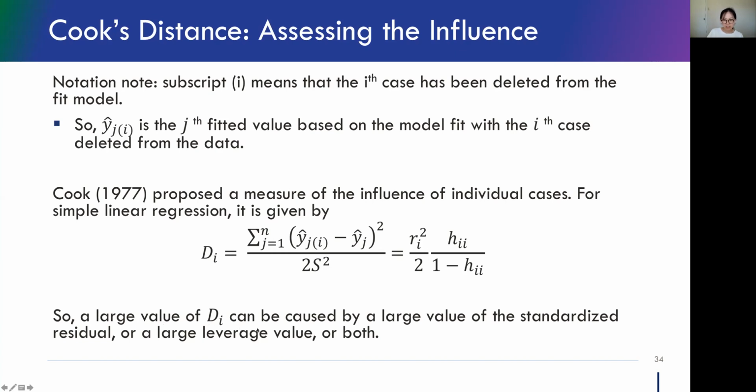So a large value of D_i can be caused by either a large value of the standardized residual, this r_i squared, or it can be caused by a large leverage value. Like if this h_ii is big, this D_i will also be big, or by both: a big standardized residual and big leverage.